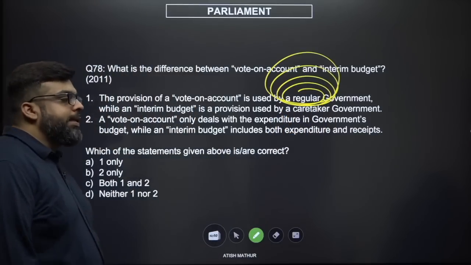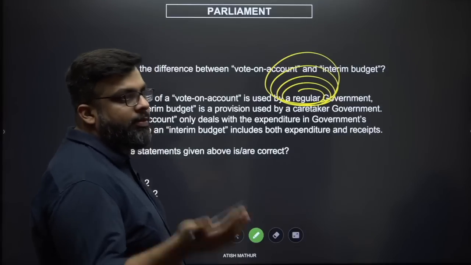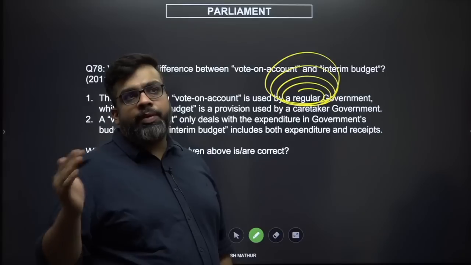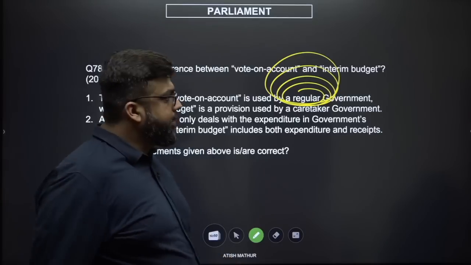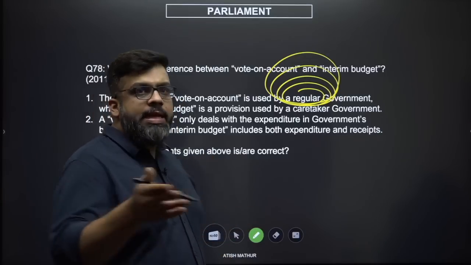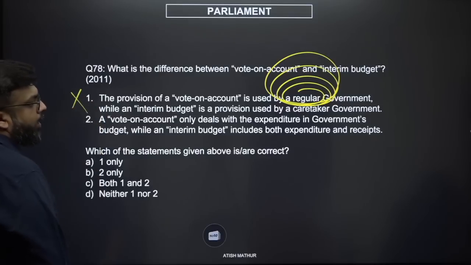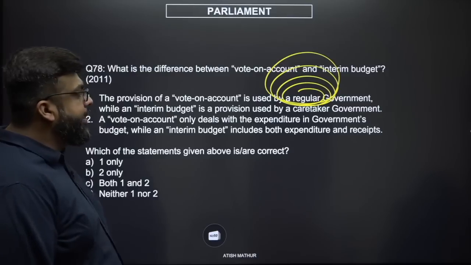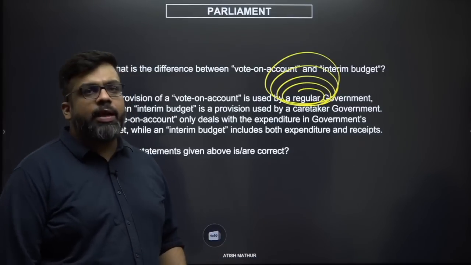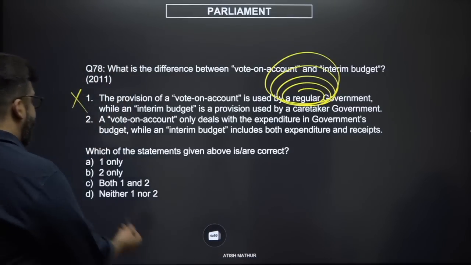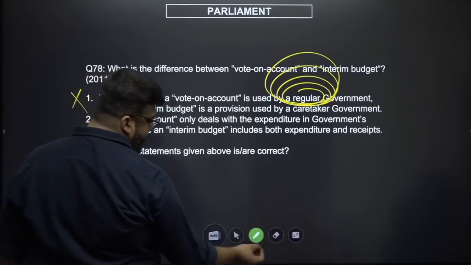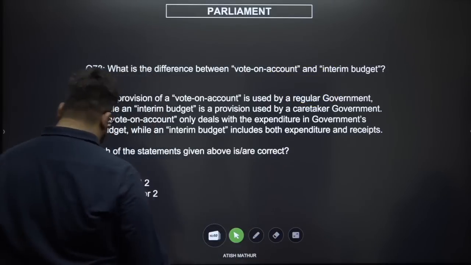Vote on account is basically when the budget has not been passed yet, but 31st March has ended. You need money to run for 2-3 months. That can happen in any year, under any government in power. So this is wrong. While vote on account is about giving them money to spend, interim budget is about how the money is also going to come, broad projections. So the second option is correct, only 2 is correct. So that seems to be the right answer.